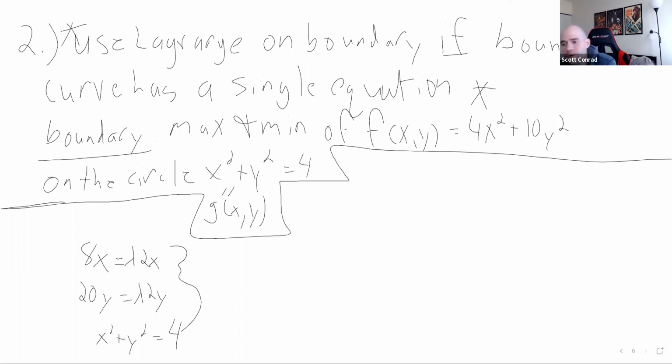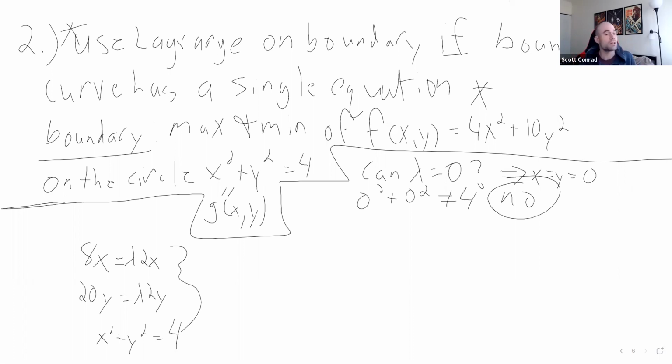So first thing we're going to do is check, can lambda be 0? Either really quickly rule it out or figure out what points correspond to lambda equals 0. So if lambda equals 0, then x and y are both 0. Plug those into the constraint equation. So lambda cannot be 0. So now we're going to assume lambda is non-zero. It turns out the way we're going to solve this, we didn't really need to do that, but it's a really quick check, and it's a good thing to get in the habit of doing.